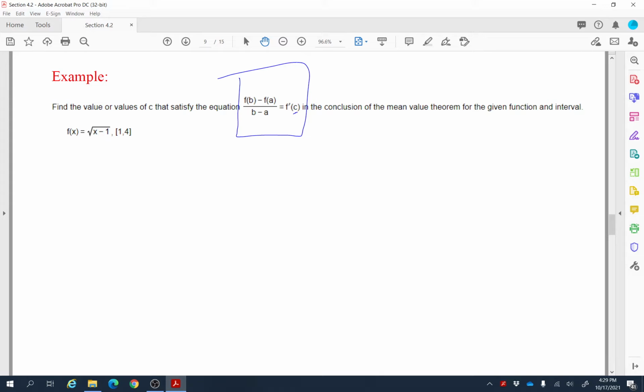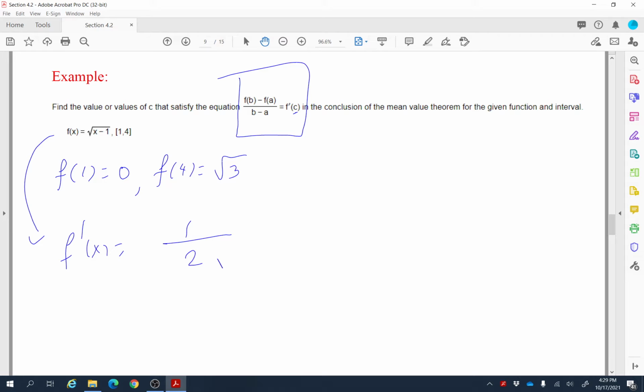For that, we need to find the value of the function at a, which is f of 1. Plug in x equals 1 here, and that would be 0. We need the value of the function at b, which is f of 4. Plug in x equals 4 and it gives the square root of 3. Now find the derivative of this function, which is 1 over 2 times the square root of x minus 1. That's the derivative by using the power rule.